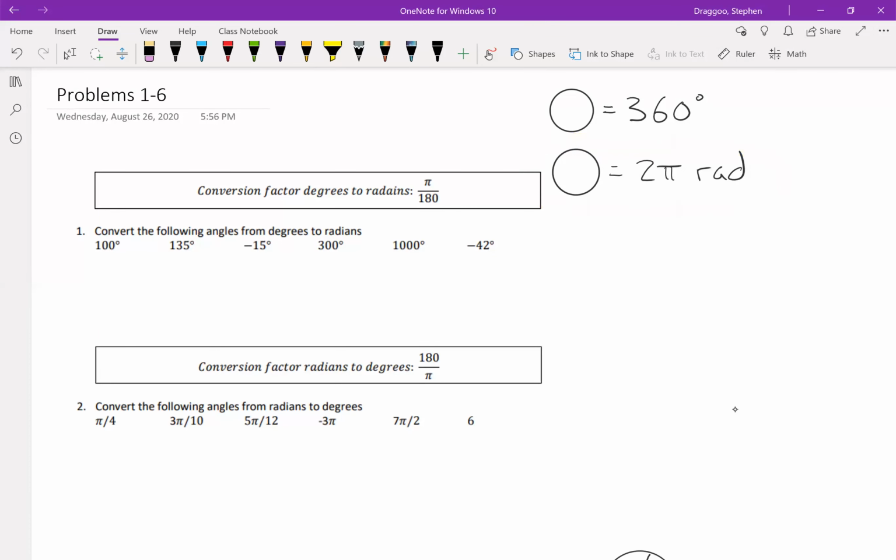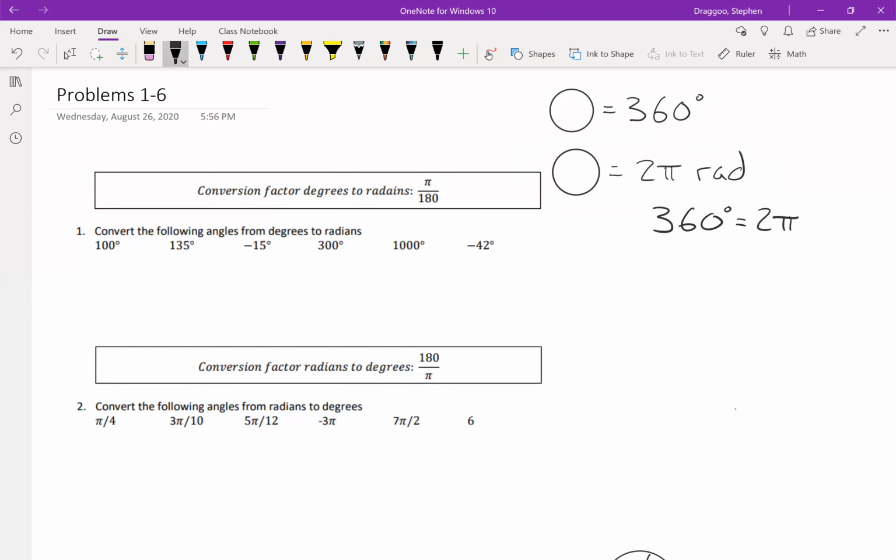If we know that there are 360 degrees and 2 pi radians in one circle, we get the equivalence that 360 degrees is equal to 2 pi radians. And we're going to use that to come up with a conversion factor to change back and forth between degrees and radians. We can get that by dividing either number by the other.